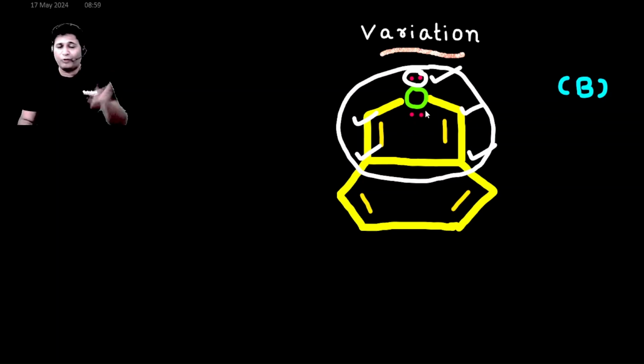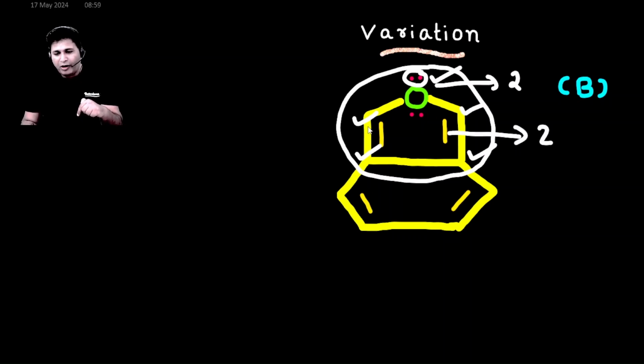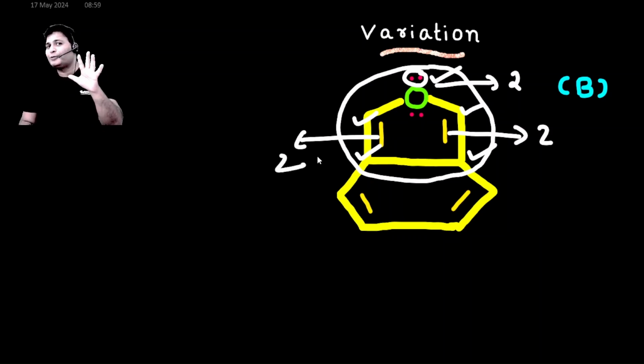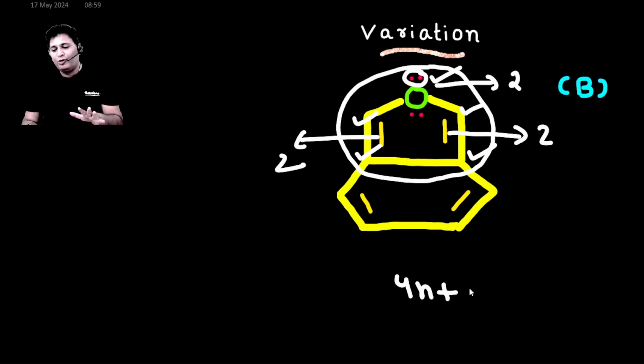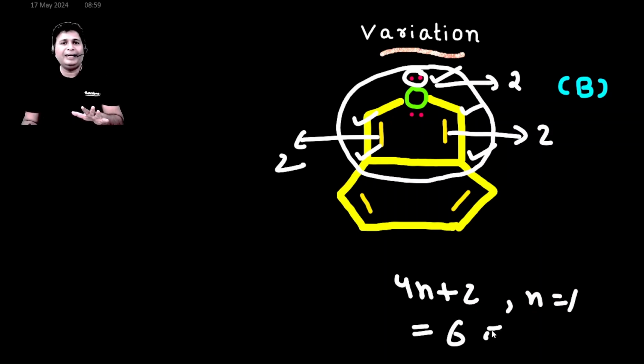of electrons involved in the cyclic conjugation. 2 from this lone pair, 2 from this pi bond, and again 2 from this pi bond. If you count all the electrons, it is 2 plus 2 plus 2, 6 pi electrons, and you know the 4n plus 2 rule is followed for n is equal to 1, and it gives you 6 pi electrons. So you have seen one of the aromatic rings which is possible amongst the possibilities. So one you have seen.